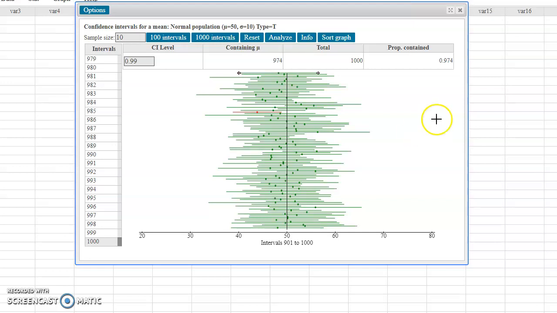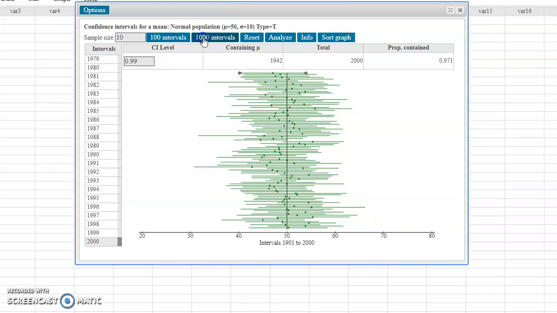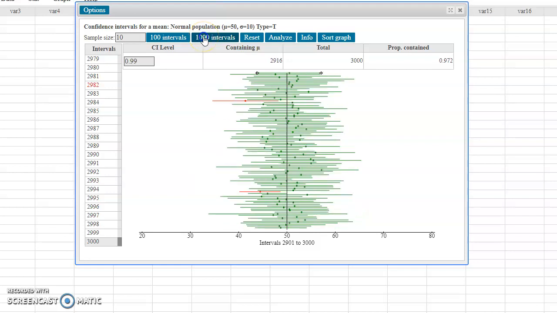It turns out that out of 1,000, 974 contain the true value of the mean. So that's a percentage of 97.4%. So it's fairly close to 99%, a little below. Let's do 1,000 more simulations. Now we're at around 97% with 3,000.